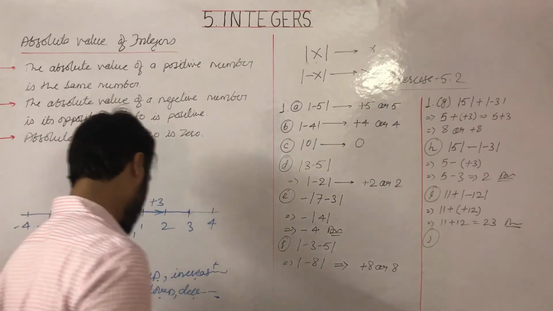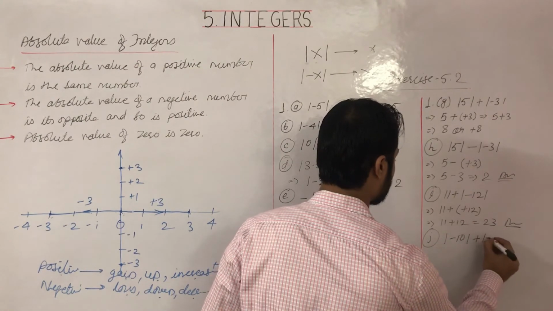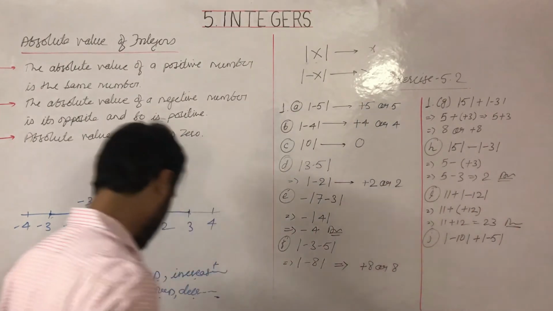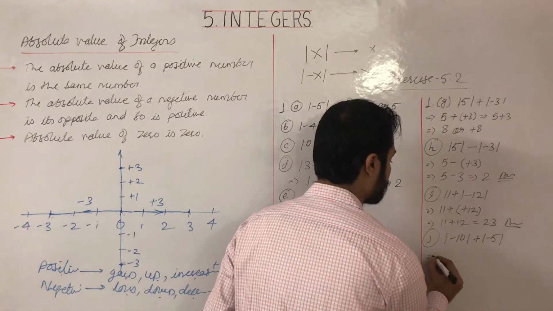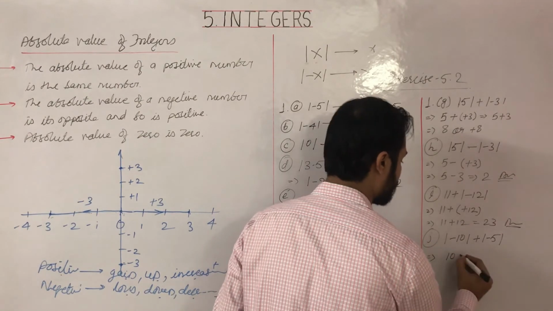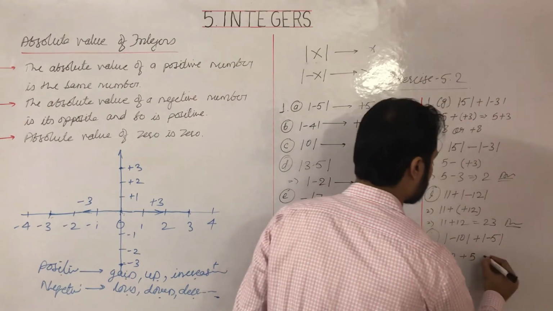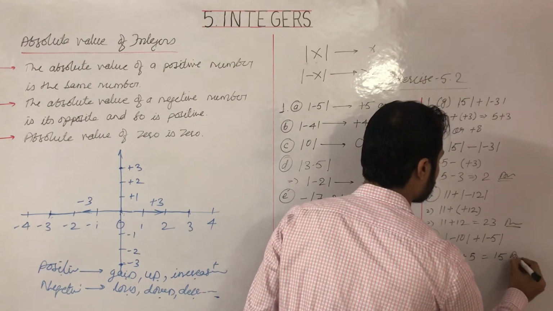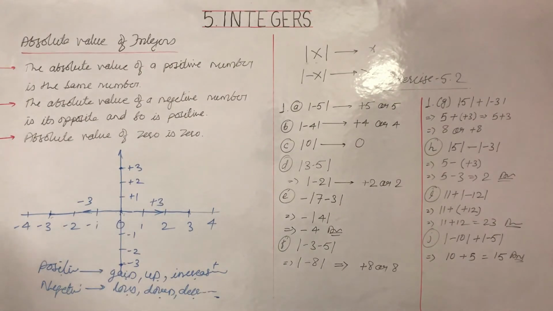Then J: mod of minus 10 plus mod of minus 5. Right, minus 10 and minus 5. So the absolute value of minus 10 is 10 or plus 10, plus the absolute value of minus 5 is 5. So the answer is 15. Like this, you have to solve all questions.